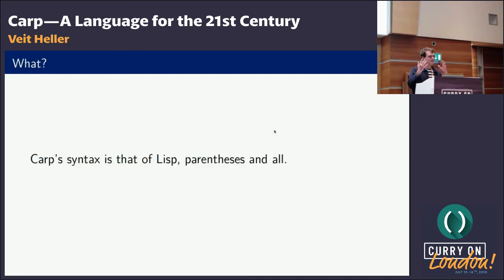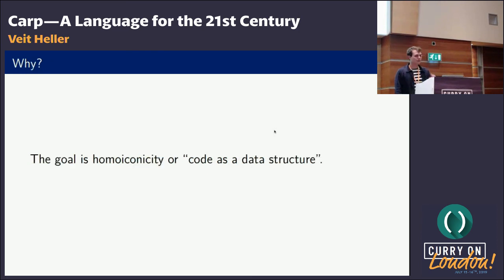That being said, Carp syntax is that of Lisp, with parentheses and everything. The goal of that, at least for me, is homoiconicity, which is a fancy word for what you see is what you get, code as a data structure. That's especially important for certain features of Carp, like macros. I always feel like if you have a non-homoiconic language, it gets kind of annoying to write macros. But again, that's just me. If you feel differently, you can shout out right now or later. I'm happy to discuss this.